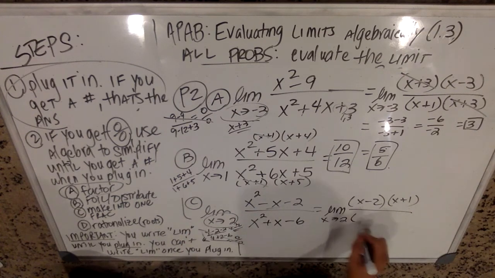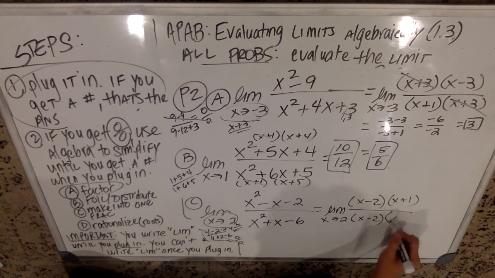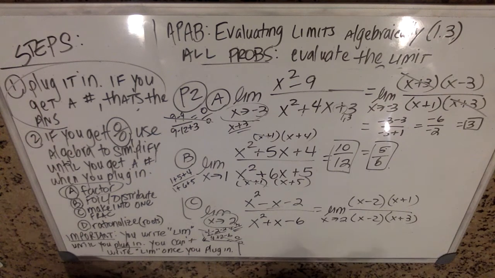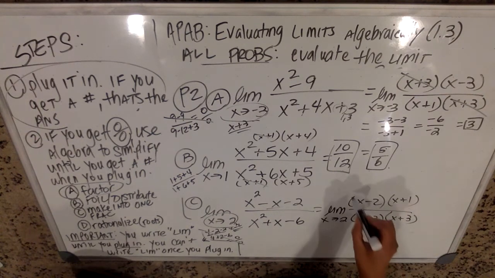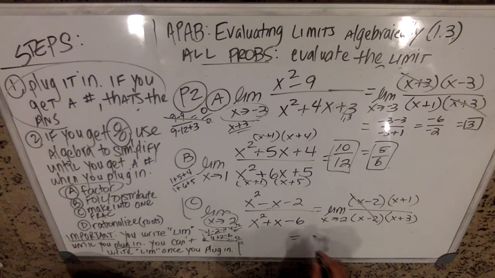And then here, I know I'm probably going to get a negative 2, and I realize that the other factor must be an x plus 3, and I can FOIL to check that, but it's right. These guys cancel, and when I plug in, I get 2 plus 1 on top of 2 plus 3, so I get 3/5.